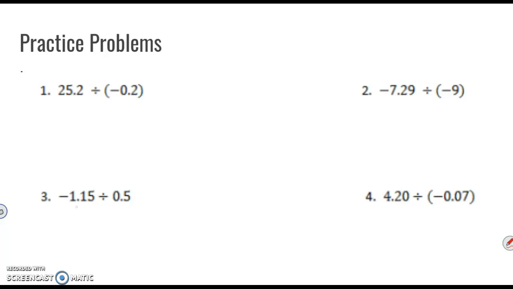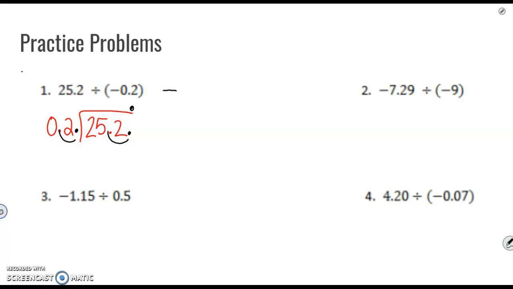Let's look at number 1 together. 25 2/10 is our dividend, so it's going to go inside our box. Negative 2/10 is our divisor, so it goes outside. I know that my signs are different, so my answer will be a negative. I have to move my decimal once to the right in my divisor, so I'll move it once in my dividend. Go ahead and place the decimal point in your quotient.